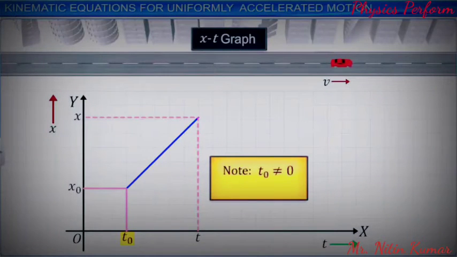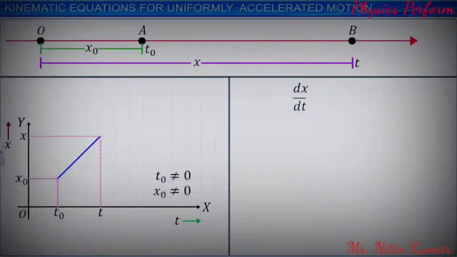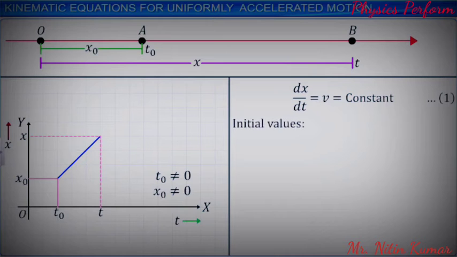Observe the x-t graph. t0 is not equal to 0 and x0 is also not equal to 0. dx by dt is equal to v, which is a constant. Initial values are x0, t0. Final values are x, t. Cross-multiplying equation 1, we get dx is equal to v into dt.